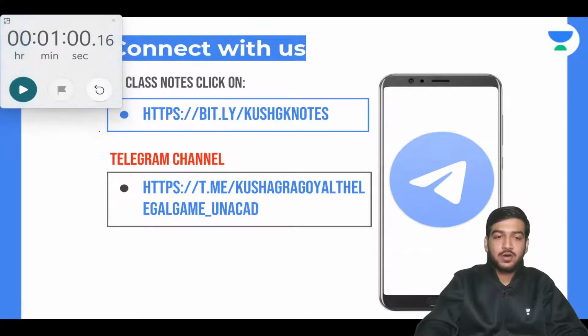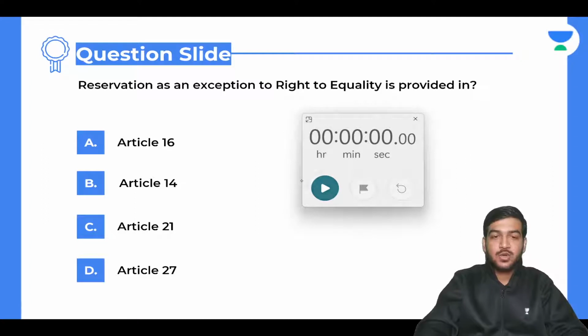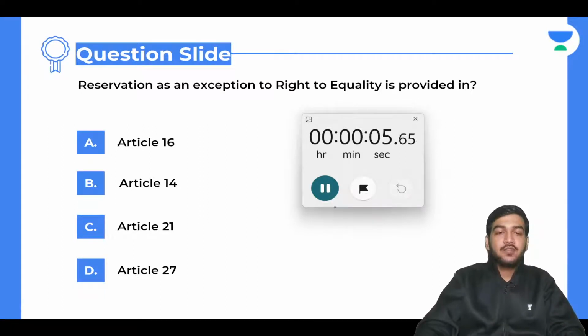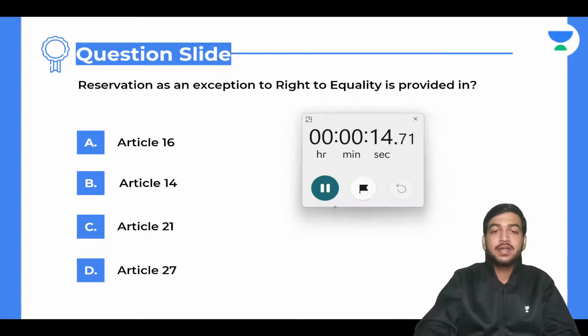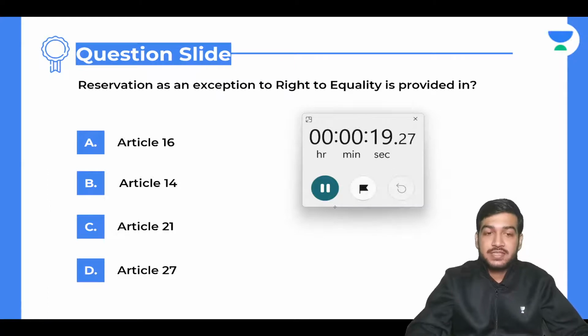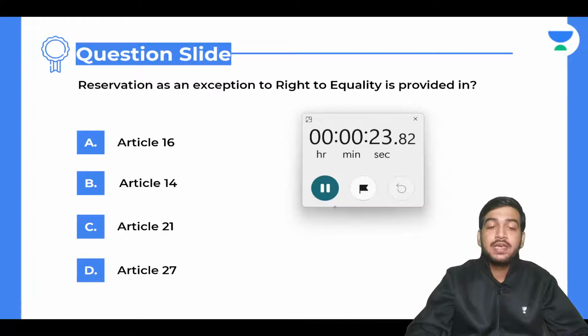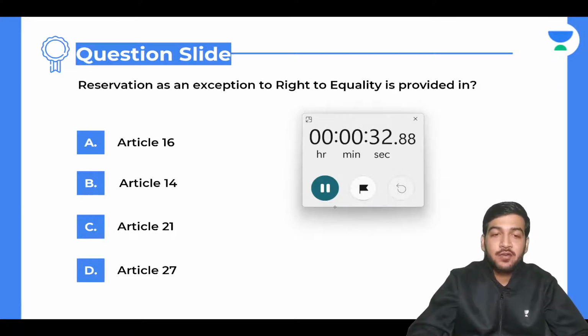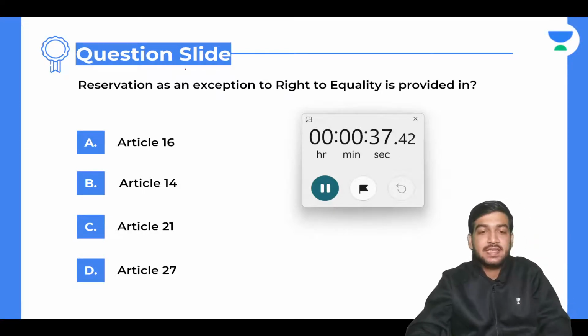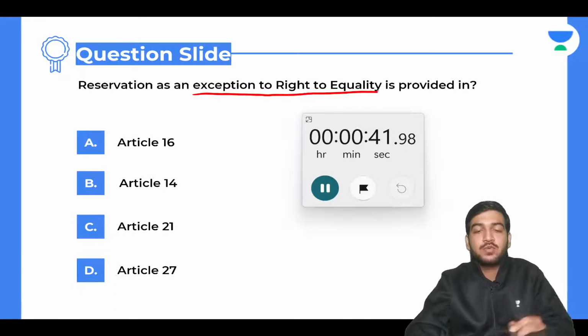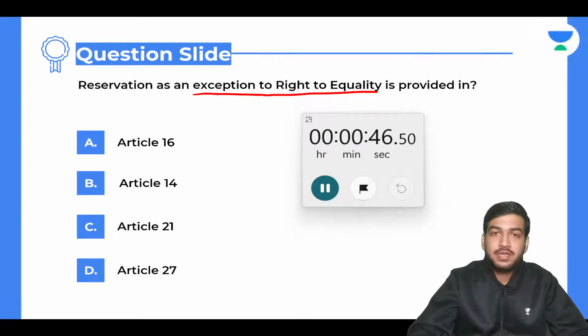So let's go back to our quiz now and look at another set of questions. The next question is: reservation as an exception to the right to equality is provided in what article? What article of the Indian Constitution permits the state or the Indian government to create reservation, even to the extent for economically weaker sections? Is it A, Article 16, B, Article 14, C, Article 21, or D, Article 27? Which is the one that gives the state the power to create an exception? Always remember, reservation is an exception to the right to equality, which is a fundamental right. So this exceptional power is provided within which article of the Indian Constitution?